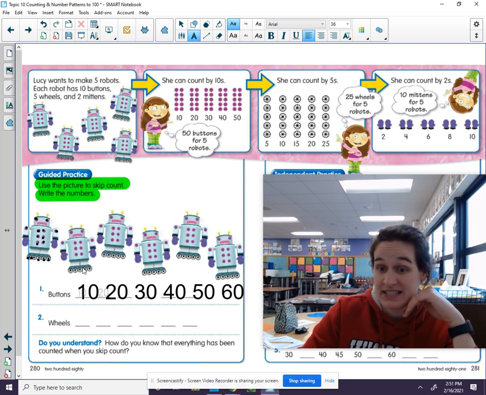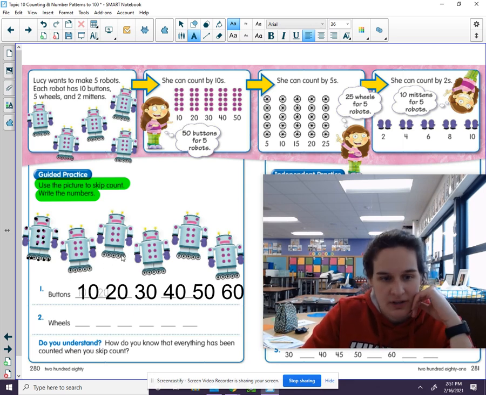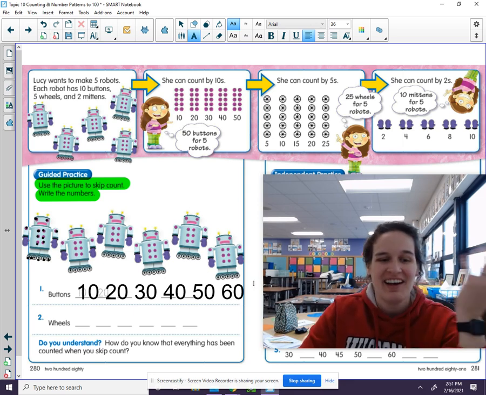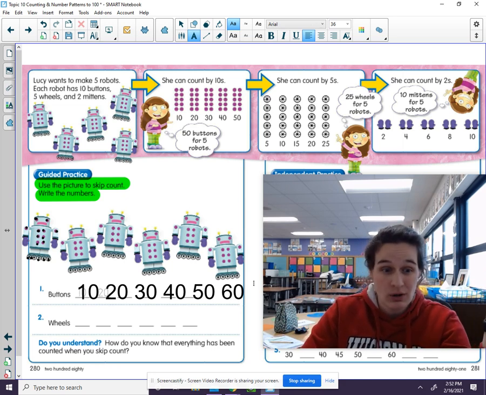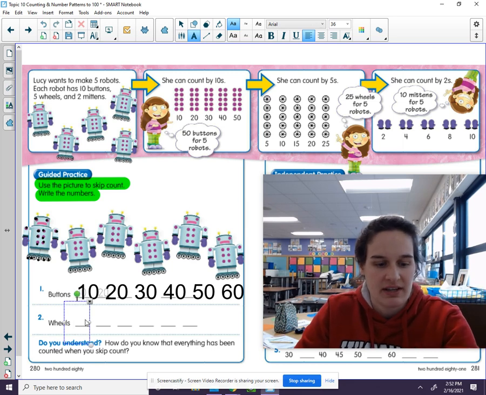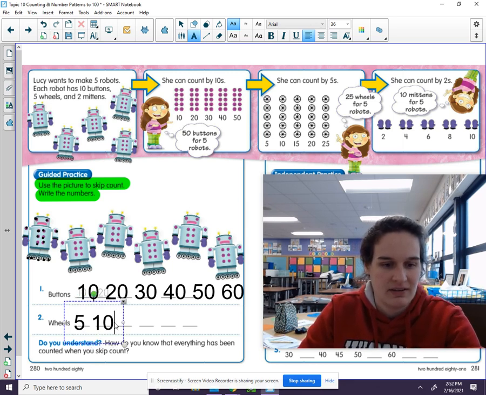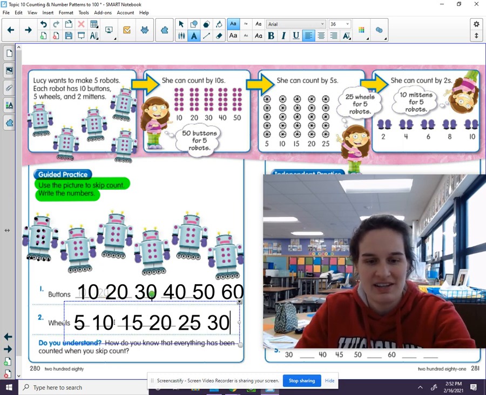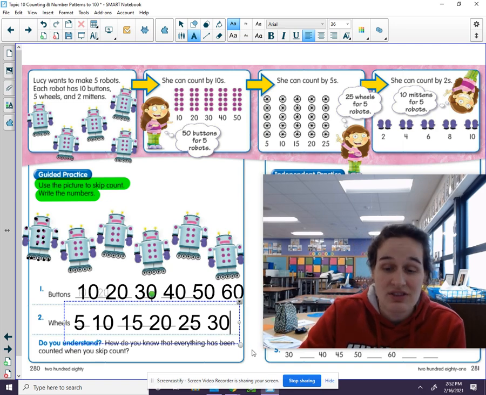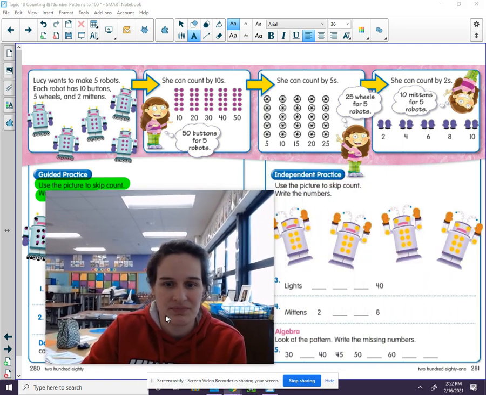This is other 5, so that'd be 10, 15, 20, 25, 30. So we were able to skip count and find that there are 30 wheels on these robots. Let's write our numbers down. So we said 5, 10, whoops, that's not a 5, 15, 20, 25, 30. We were able to do it. There'll be 30 wheels in total.